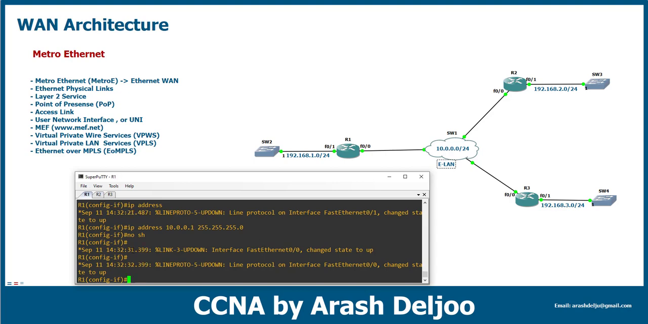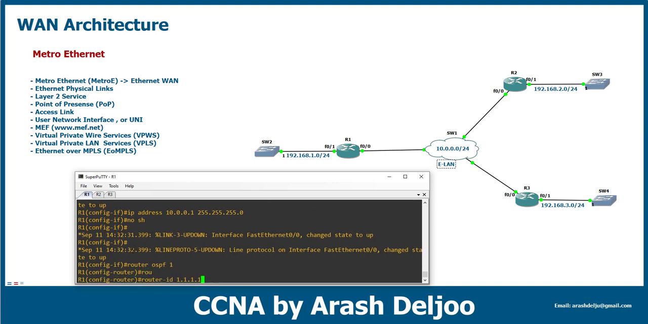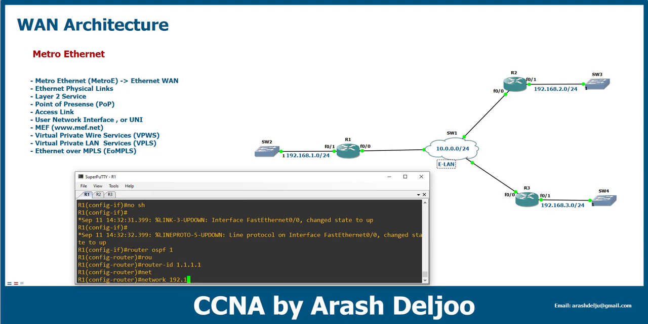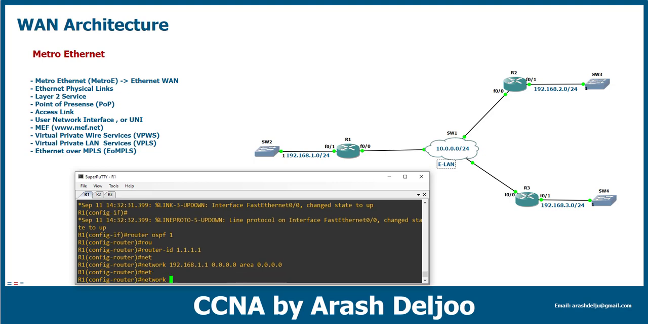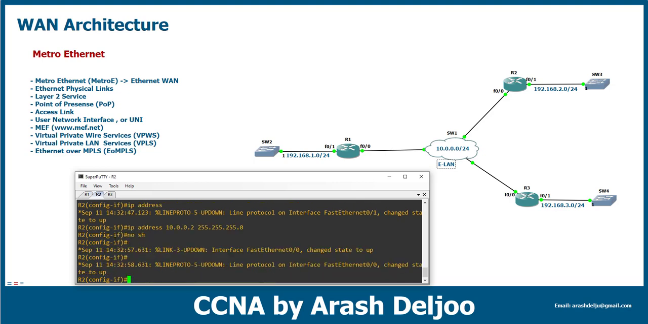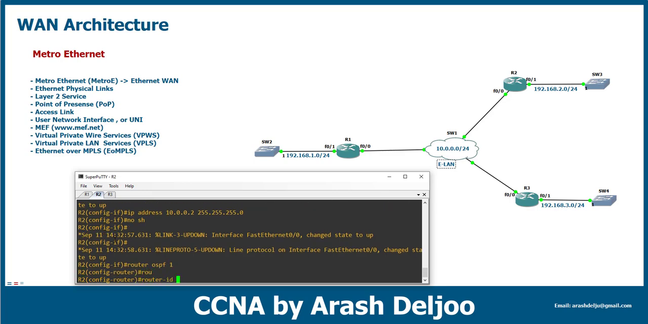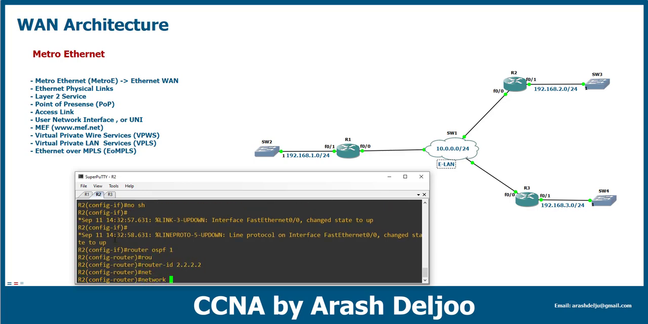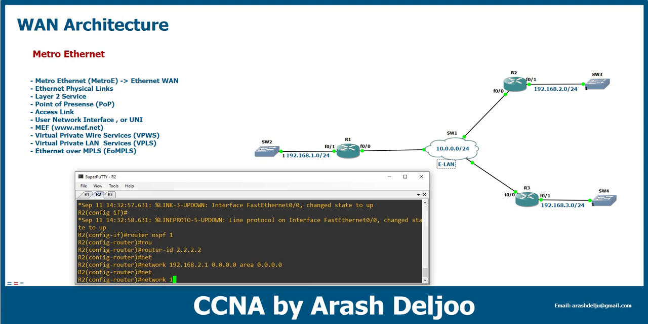Now let me enable the routing protocol, router OSPF 1. Okay, router ID is quad 1, then network 192.168.1.1 quad 0 area quad 0. That is the first command. The second is network 10.0.0.1 quad 0 area quad 0. That's it. Then router 2: router OSPF 1, router ID is quad 2, then network 192.168.2.1 quad 0 area quad 0. After that, network 10.0.0.2 quad 0 area quad 0.